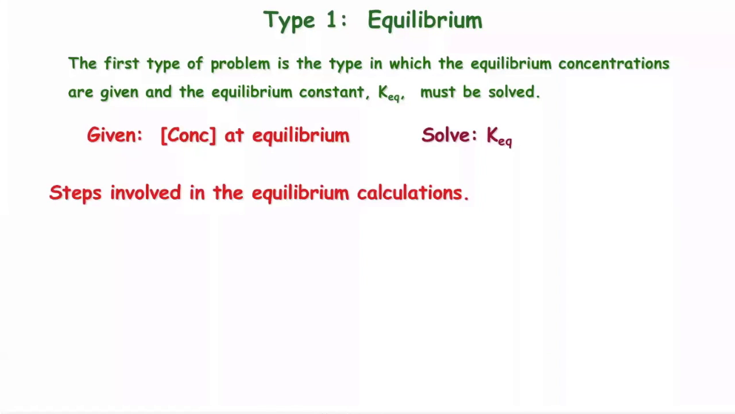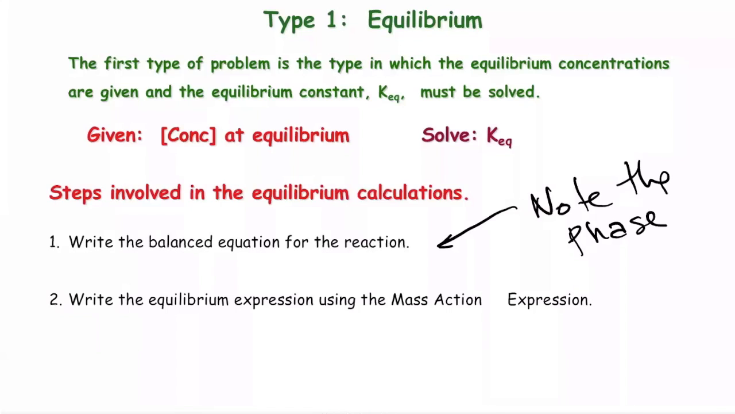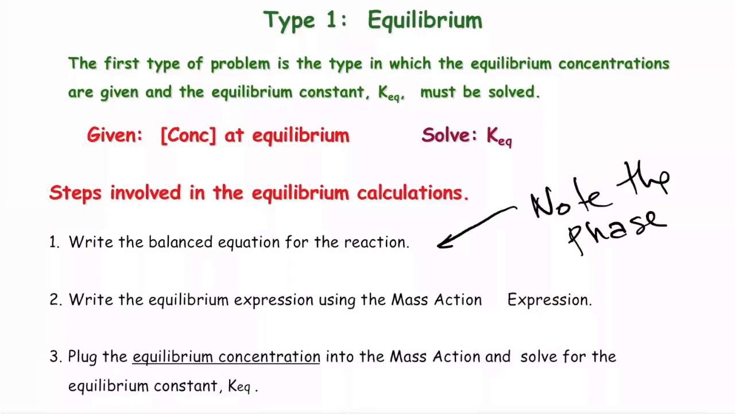Okay, step one involved in these types of problems is write the balanced equation for the reaction. You need to balance it, because if you don't balance it, you're not going to get the right mass action expression. The other thing you need to do is note the phase. Step two, write the equilibrium expression called the mass action expression, products over reactants. And then stick the equilibrium concentrations into the mass action expression and calculate the equilibrium constant. We already did that in the previous slides.